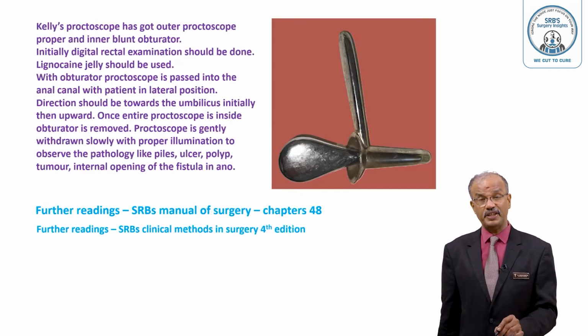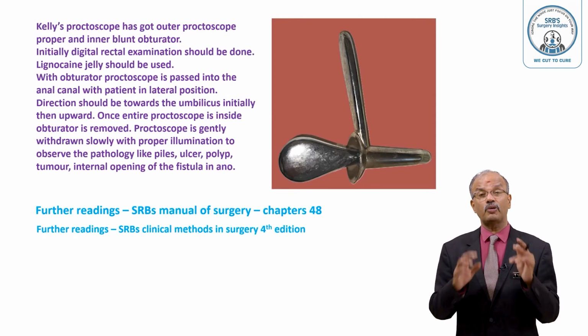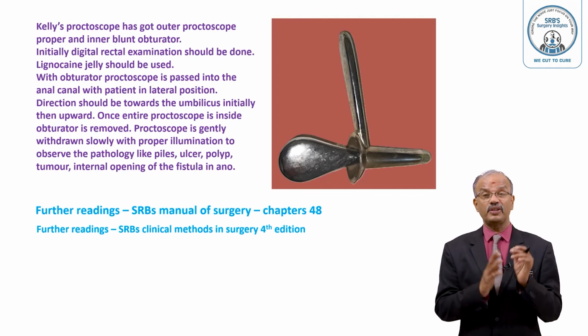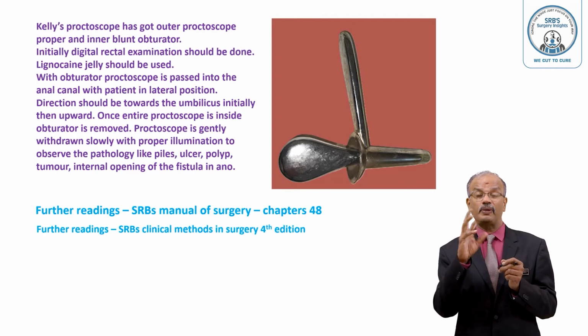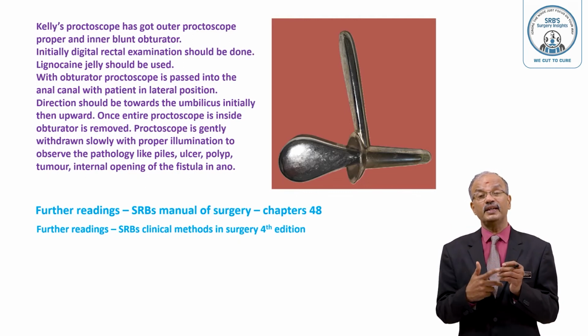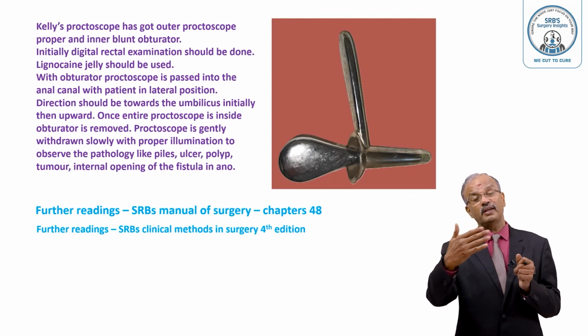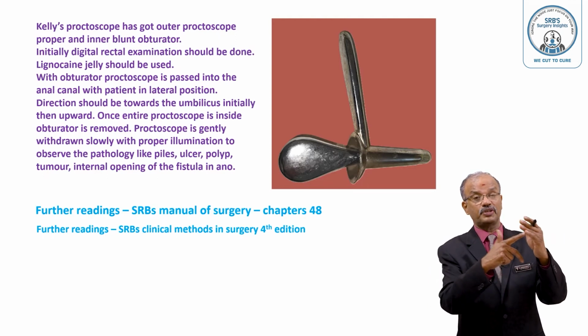This is the traditional proctoscope I just wanted to show. This is called Kelly's proctoscope. It has an outer tube and an inner tube. The inner tube is blunt, the outer tube is sharp. With the inner tube, it should be passed in the lateral position. After applying jelly, do a rectal examination first. Then the direction of the tube should be initially toward the umbilicus, then eventually upward. So go like this, towards the umbilicus first, then upward like that.